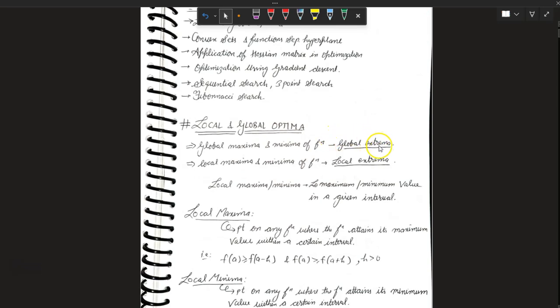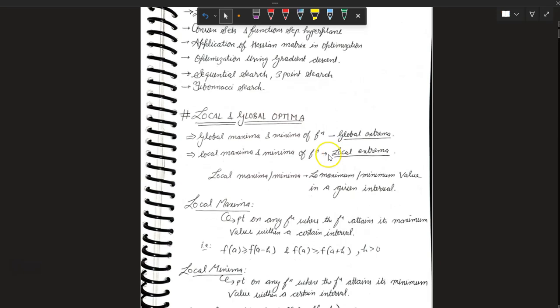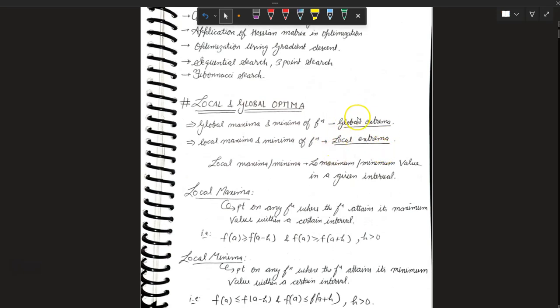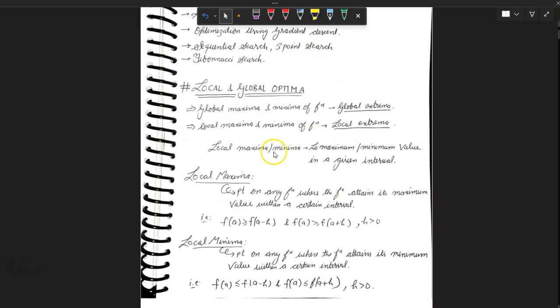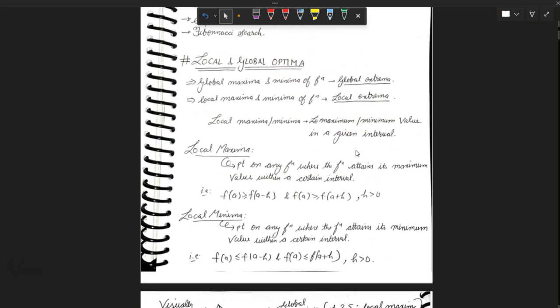What is global extrema? The global maxima or minima of a function is global extrema. Local extrema: the local maxima or minima of a function is considered local extrema. When local extrema appears in the question, you have to find local maxima and minima, and when global extrema comes, you have to find global maxima and minima. Local maxima or minima is the maximum or minimum value in a given interval.